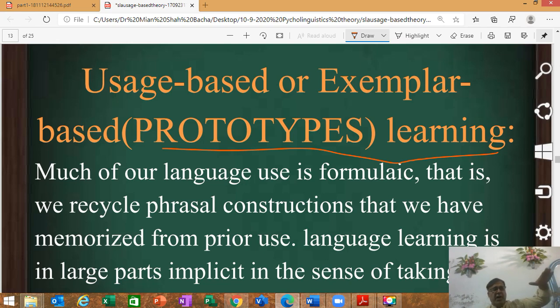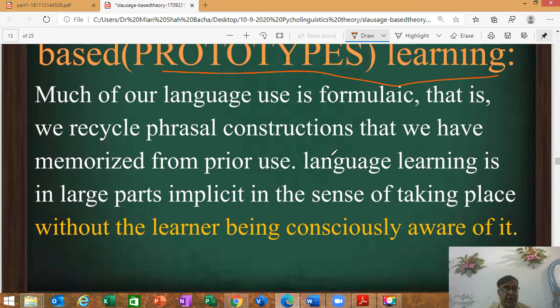Prototype means a kind of sample, a kind of pattern, a model in front of you, and you try to follow that, and you are actually following some of the features of that prototype. Much of our language use is formulaic, which means that we recycle.